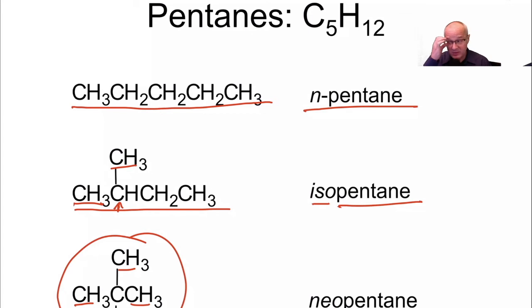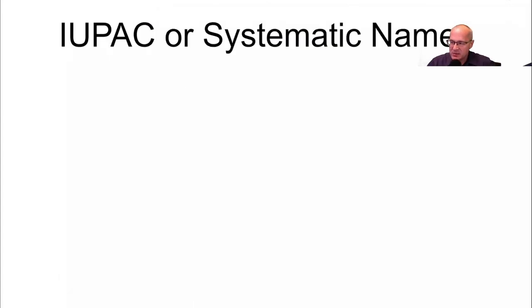Now, we're not really going to use these names very much because we use the IUPAC naming system, the systematic naming system. The other system is more of a colloquial system. It's been around for a long time. It's still used. But we're going to really focus on the IUPAC or the systematic naming system.